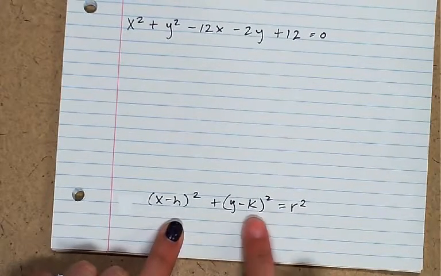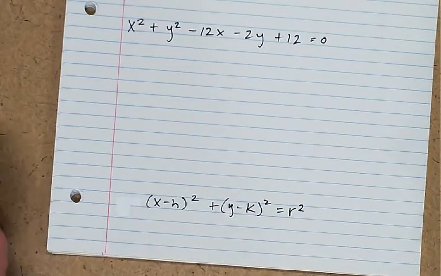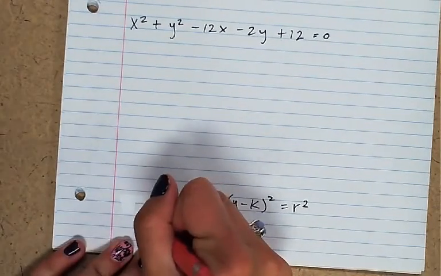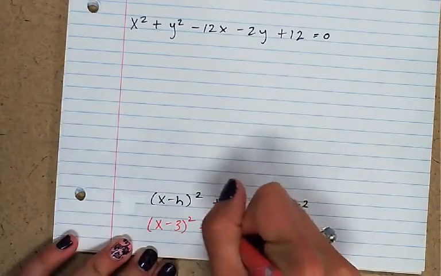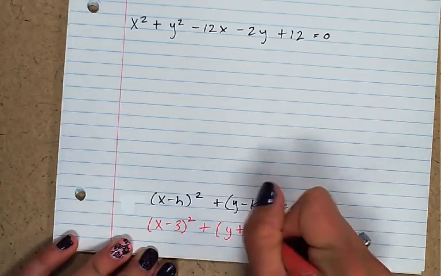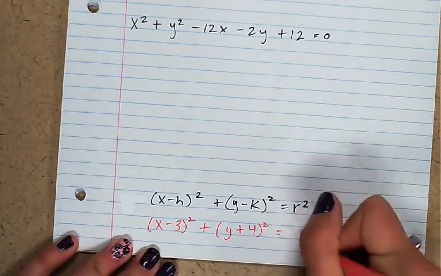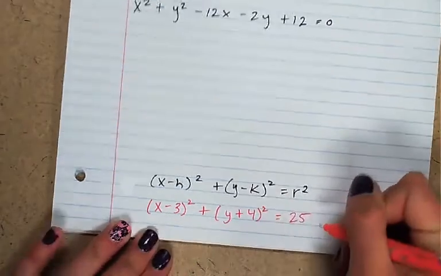So the h, k, and r, when we write out an equation of a circle, will have numbers. X and y will stay x and y. So if I had, like, x minus 3 squared plus y plus 4 squared equals 25.